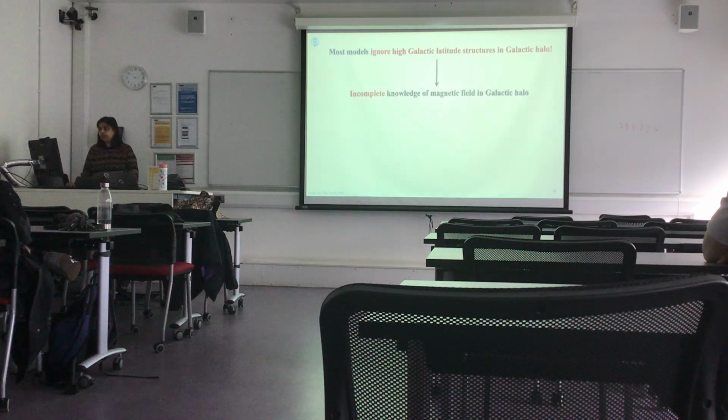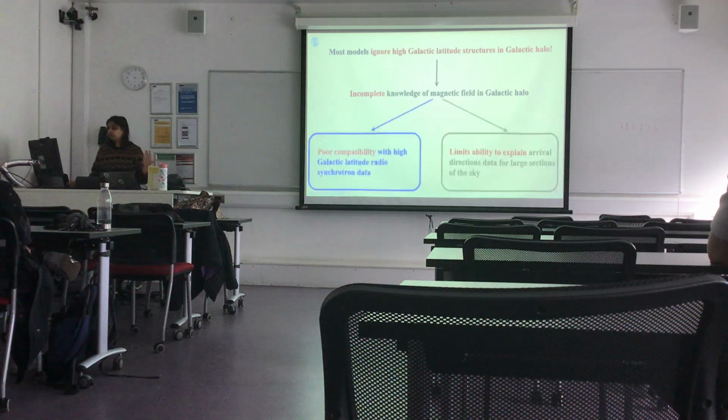So one of the reasons why we don't understand this is that there are structures within our Milky Way, in the halo of the Milky Way. I'll get to what I mean by that. We don't model them because we have incomplete knowledge of the halo of the Milky Way. We are unable to model the magnetic fields very well, and if we can't model the magnetic fields very well, we struggle with understanding where the cosmic ray comes from.